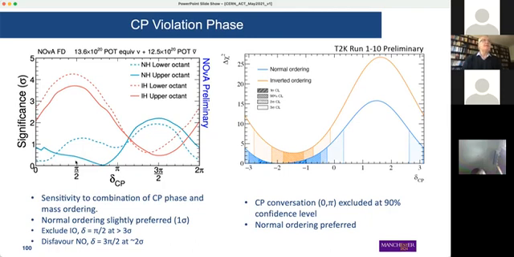On the left, you see the similar plot. Just note the different axes here. There's more sensitivity because of the longer baseline to the combination of CP phase and mass ordering, but they are difficult to disentangle. The normal ordering is slightly preferred. However, it's a 1 sigma effect, and they exclude inverted ordering at 3 sigma at this maximal delta, and disfavor normal ordering at 2 sigma at delta of 3 pi over 2.